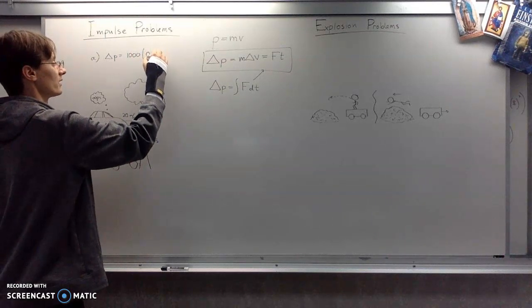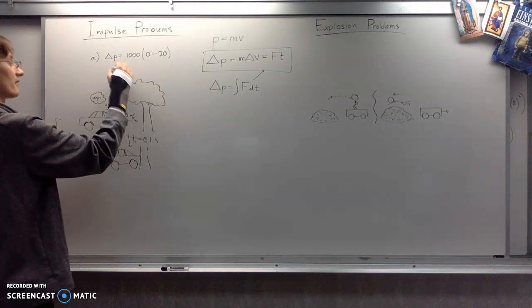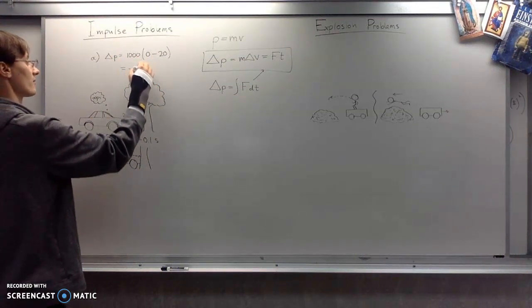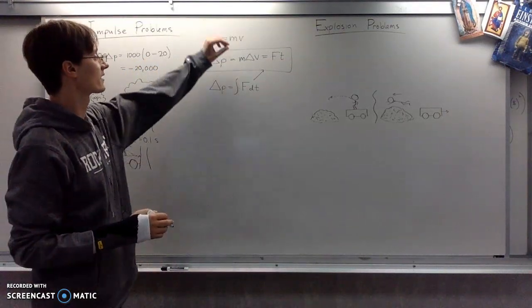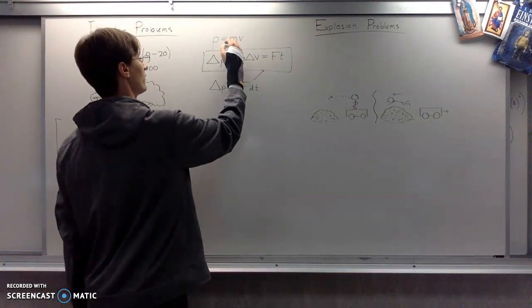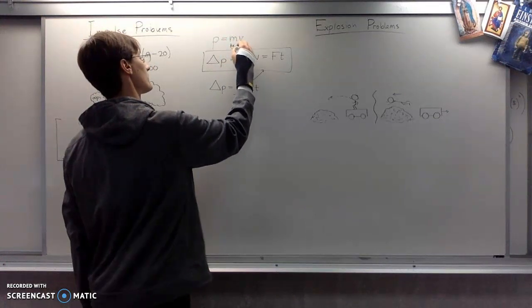The initial velocity was 20. And so that means that the change in momentum would be negative 20,000. Ooh, the units for it. Okay, units are two things. mv would give you units of kilogram meters per second.